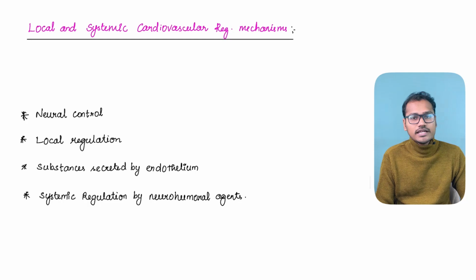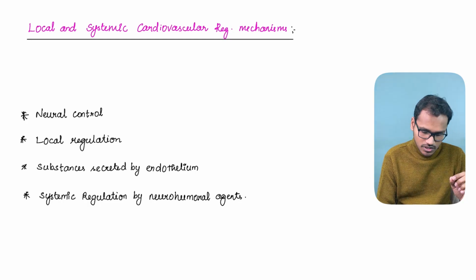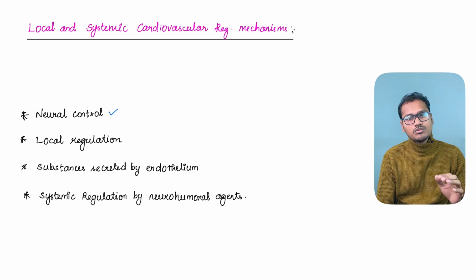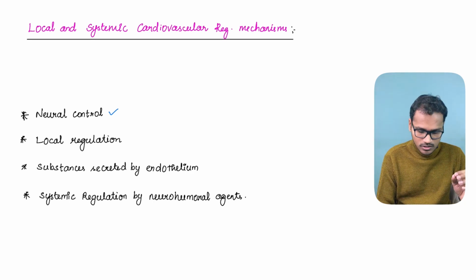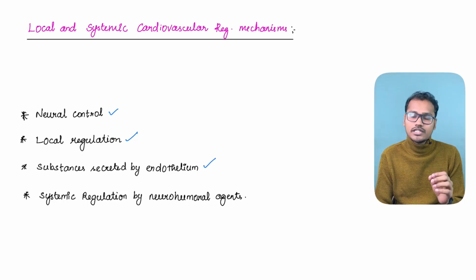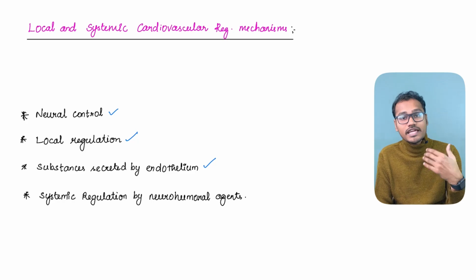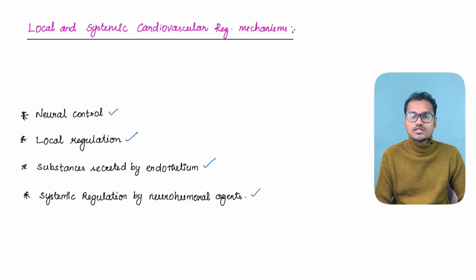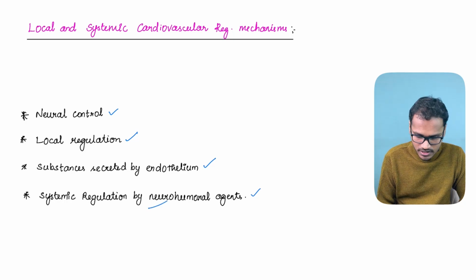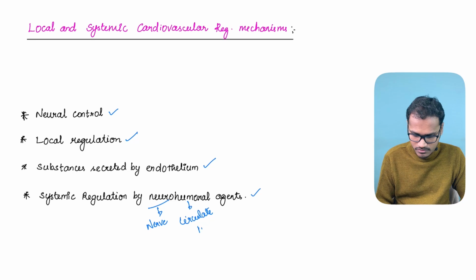First, it is basically divided into the neural control, wherein the neurons will control both the cardiovascular components, that is, the heart as well as the blood vessels. Then the local regulation, how it regulates the local blood flow. Then substances secreted by the endothelium. The endothelium is sometimes considered an endocrine organ itself. It secretes a lot of substances. And systemic regulation by neurohumoral substances. Here they are produced by the nerve and circulate in the blood, so that is why they are named neurohumoral agents.